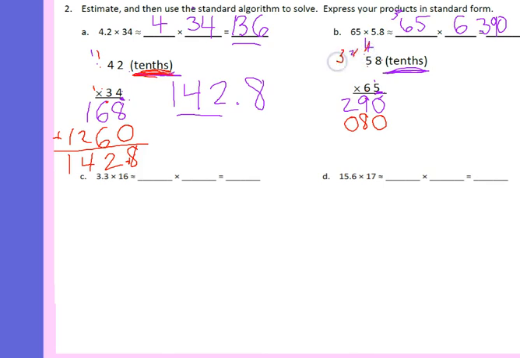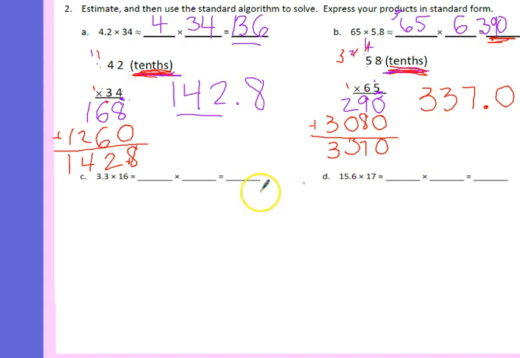I'll cross those out because I don't need them anymore. And then I'll add those values. 0, 17, 3, and 3. Now remember, we're in tenths, so my final answer would be 337 and 0 tenths, or just 337. And my answer up here was in the 300s, so I am reasonable here.